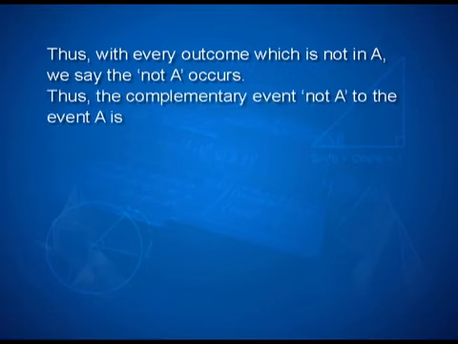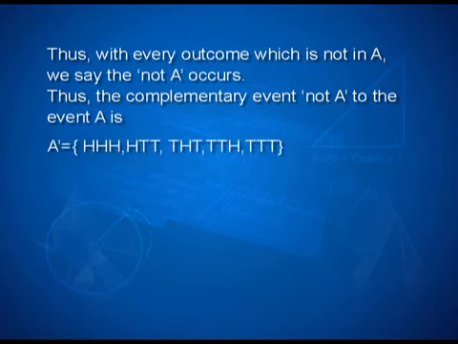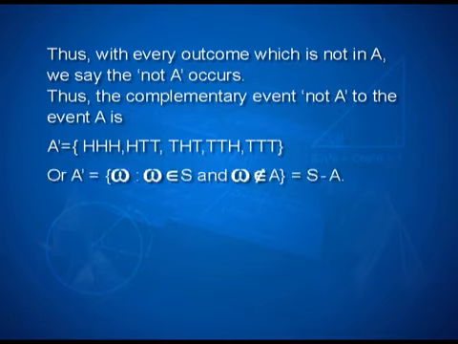Thus, the complementary event not A to the event A is A dash = {HHH, HTT, THT, TTH, TTT}, or A dash = {omega such that omega belongs to S and omega does not belong to A}, that is equal to S minus A.